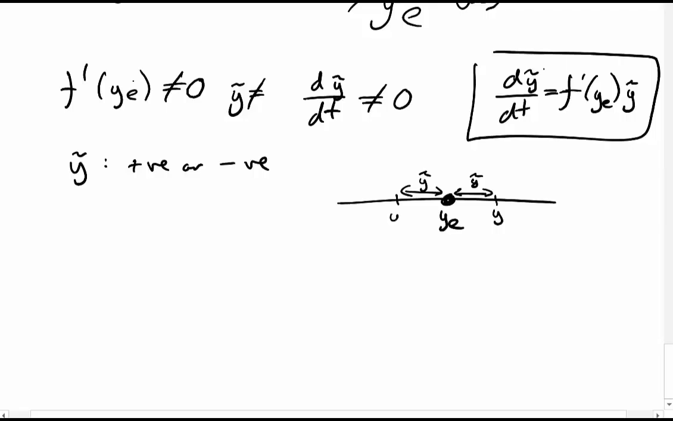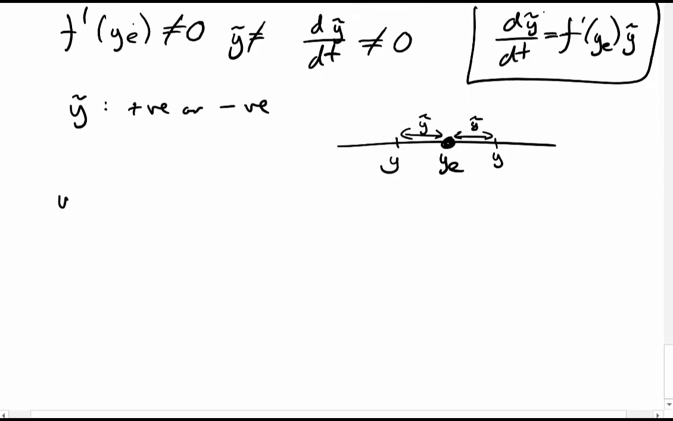So y can be this side, or it can be this side, depending on what the value of y tilde was. So let's have a look. If y tilde is greater than 0, in other words y tilde is positive, what have we got? We've got ye here, and y tilde is positive, so that means that y must lie over here.